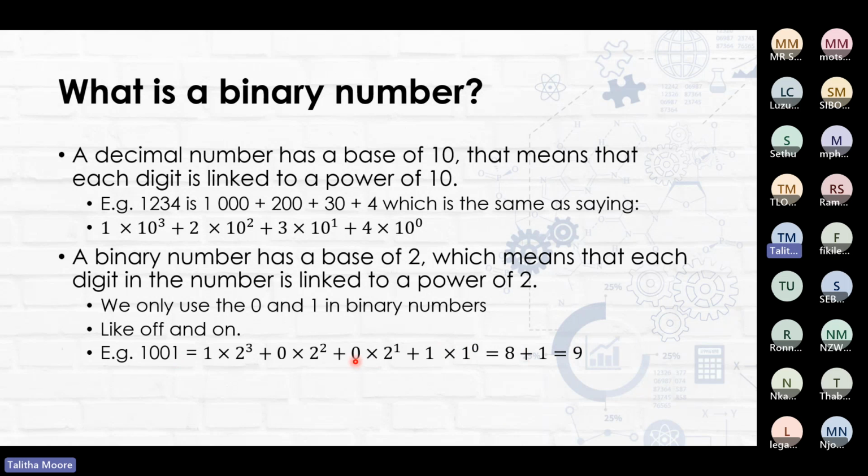Okay, now anything to the power of 0 is 1, so we have 1 times 8 is 8, and 0 plus 0 plus 1 is 9. So 1001 is the same as writing 9.